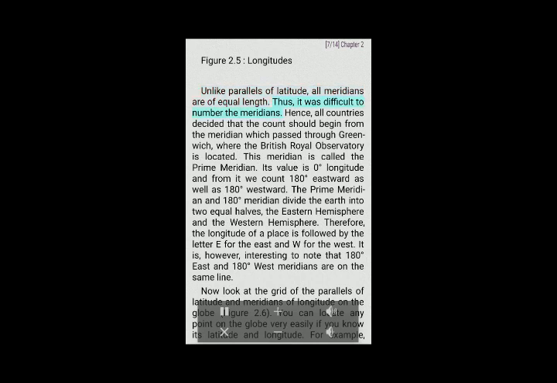Thus, it was difficult to number the meridians. Hence, all countries decided that the count should begin from the meridian which passed through Greenwich, where the British Royal Observatory is located. This meridian is called the prime meridian. Its value is 0 degrees longitude, and from it we count 180 degrees eastward as well as 180 degrees westward. The prime meridian and 180 degrees meridian divide the Earth into two equal halves, the eastern hemisphere and the western hemisphere. Therefore, the longitude of a place is followed by the letter E for east and W for west.